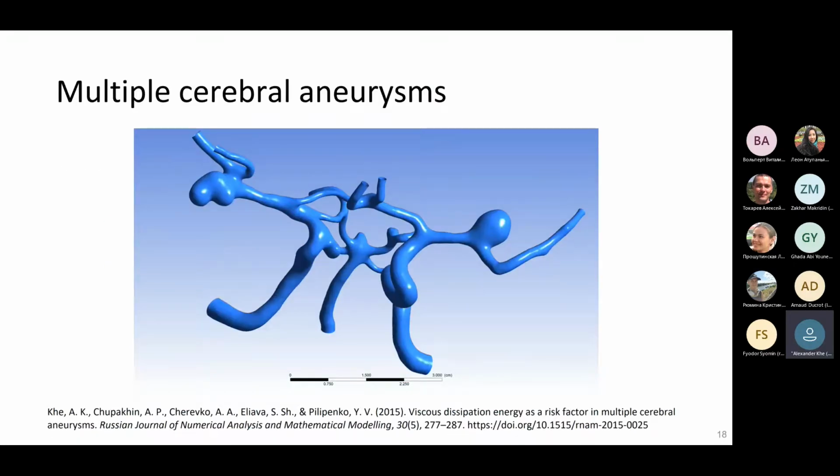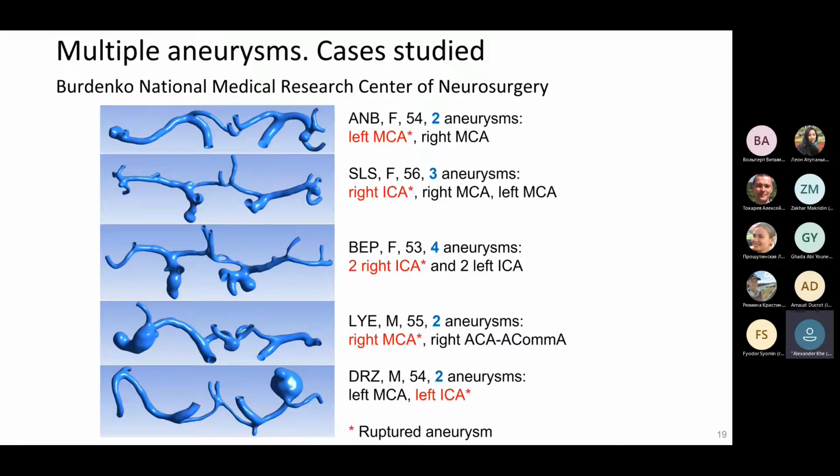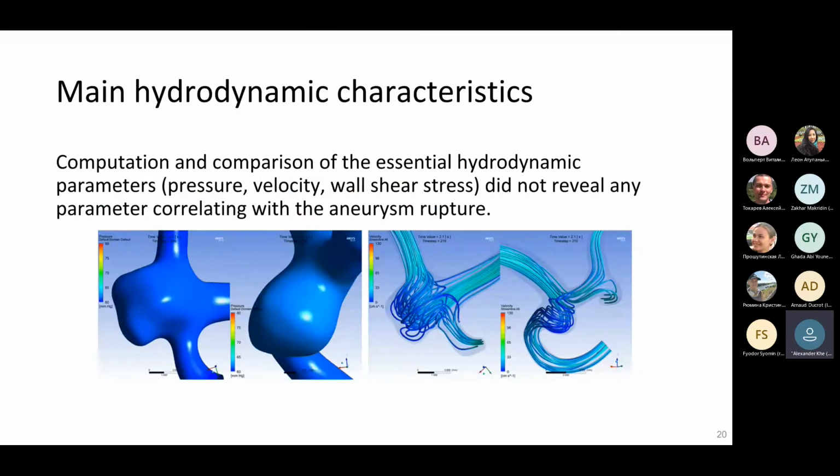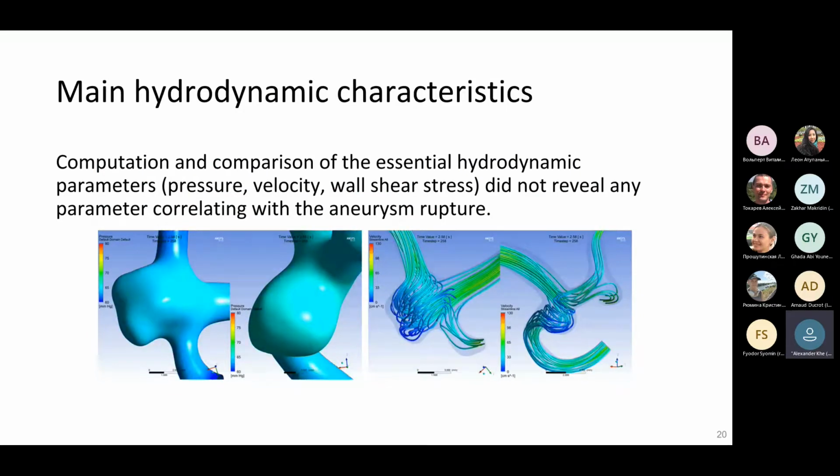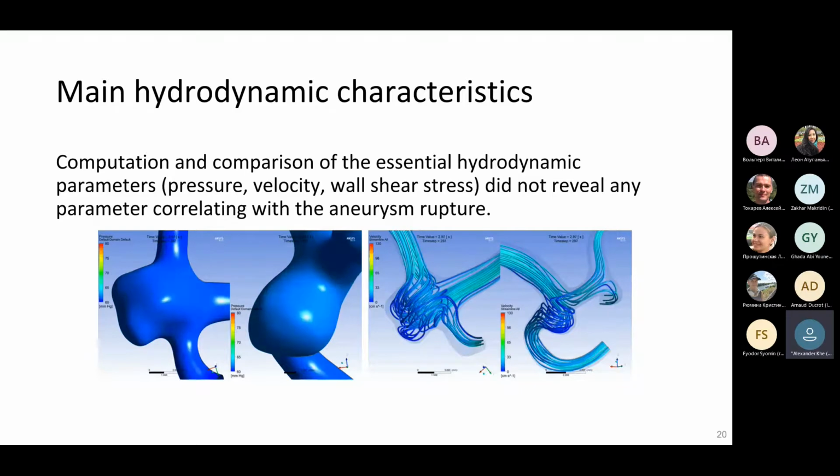Okay, so now the case of multiple cerebral aneurysms, which we compared. The question was how to predict which one of the multiple aneurysms would rupture first. So here we had several cases with multiple aneurysms, from 2 up to 4 aneurysms, and we knew which one of them ruptured. They have different sites on different sides of the brain. And first of all, of course, we compared hydrodynamic parameters such as pressure and velocity inside the flow, but these parameters didn't provide us any good comparison indices.